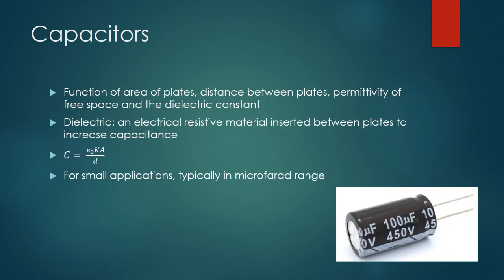So the capacitor is the actual electrical device that we use, and by increasing the surface area, using a dielectric, which is a material that you insert in between the plates that is electrically resistive, and by decreasing the distance between the two plates, we can increase the capacitance.